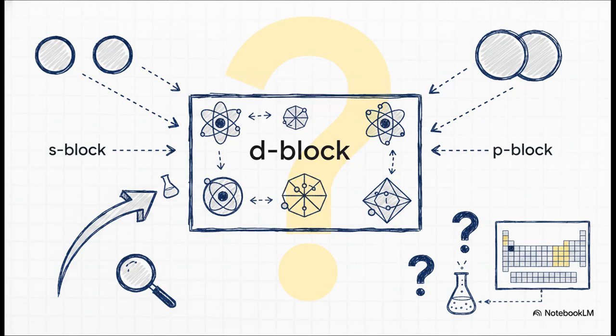Think of them as the middle children of the periodic table. They sit right there between the S and P blocks, which is exactly where their final electron drops perfectly into a d orbital. Because they sit in the middle, they transition us from S to P, hence the name transition metals. But wait, I want to pose a foundational question to you here. Are all D block elements actually true transition metals?